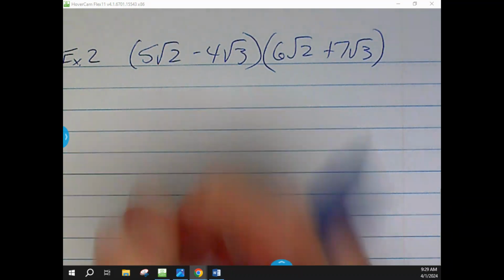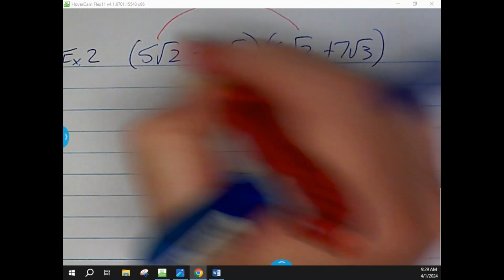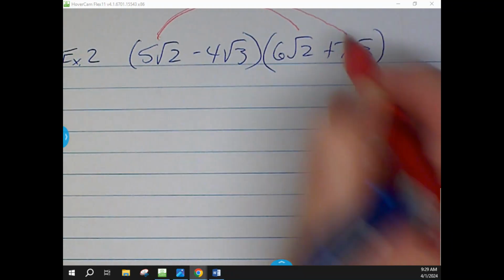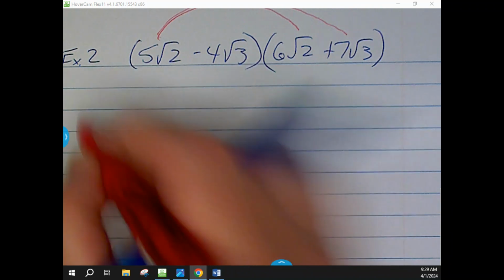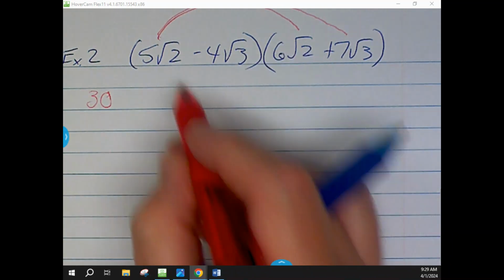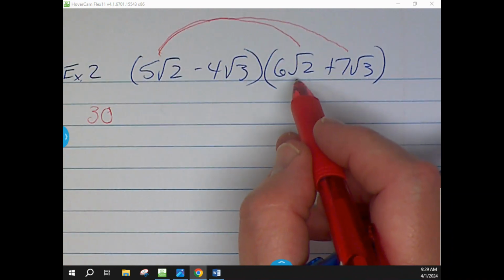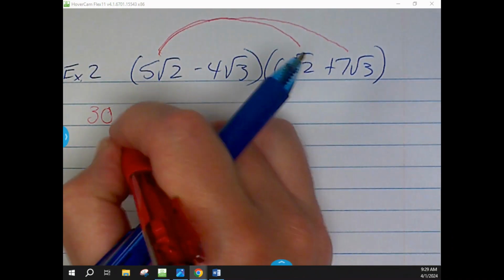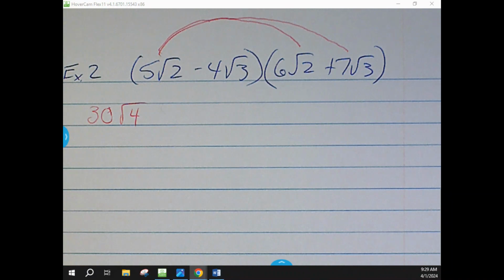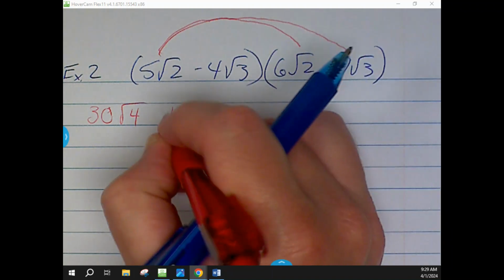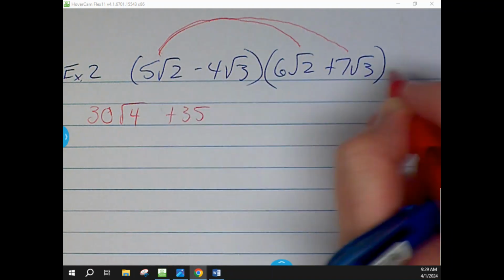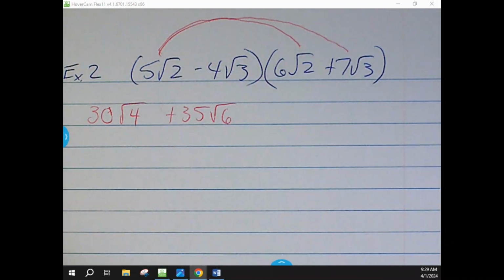So we're going to do 5 square root of 2 times 6 square root of 2, 5 square root of 2 times 7 square root of 3. So we got 5 times 6 for 30. If we do square root of 2 times square root of 2, that is square root of 4, correct? But we know in that case, and we'll go ahead and write it out just so we don't do too much at one time. And we know that we can simplify square root of 4, but again, let's just kind of wait till we get there. We've got 5 times 7 for 35. 2 times 3 is square root of 6.